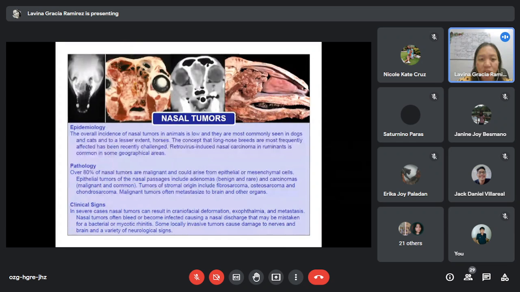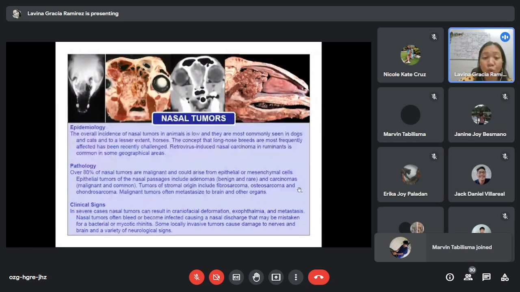Another picture here shows a tumor associated with a pathogen, the retrovirus causing carcinoma in ruminants. As for pathology, 80% of the tumors are malignant and could arise from epithelial or mesenchymal cells. Some can be benign, however benign tumors are more rare. Carcinomas are more common, and a carcinoma is a malignant tumor.